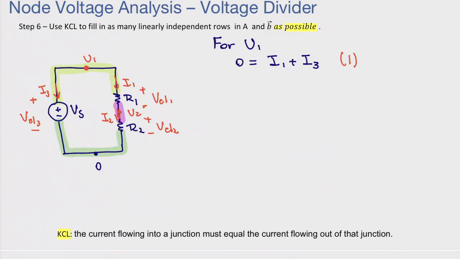All right, now let's do it for U2, which is our other potential. Why am I doing it for U1 and U2? Because they are our unknowns. So for U2, I apply KCL to U2. What is the current that's arriving at U2? I1. And what is the current that is going out of U2? I2. So now I'm going to write our second equation, which is I1 minus I2 equals zero. That's our second equation.